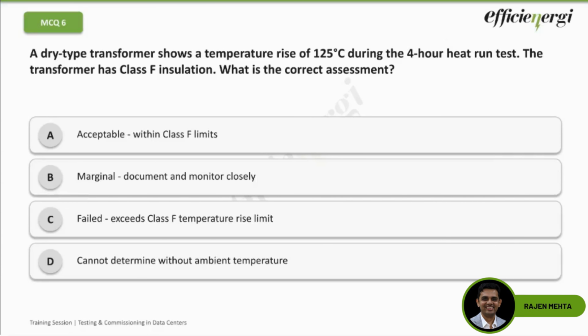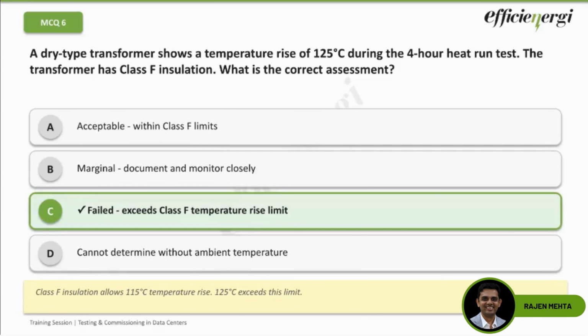Saying C. Sachin Rajan is saying C. Yes, that's right. Class F is 150 degrees. So 125 exceeds the limit. So it will fail the class F.